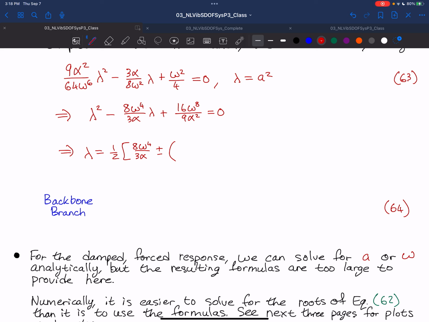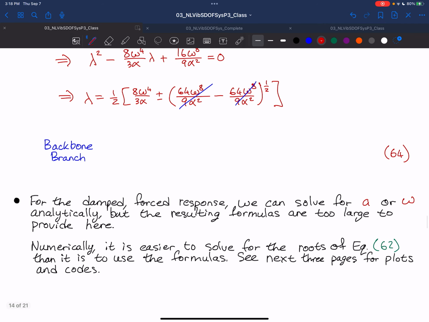So we're squaring the middle term. 8 squared is 64. Omega to the 4th squared is omega to the 8th divided by 9 alpha squared, and then we're minusing 4 times that third term. 4 times 16 is 64, so minus 64 omega to the 8th over 9 alpha squared, all that raised to the 1/2 power. And what we find is that everything inside that square root actually cancels out.